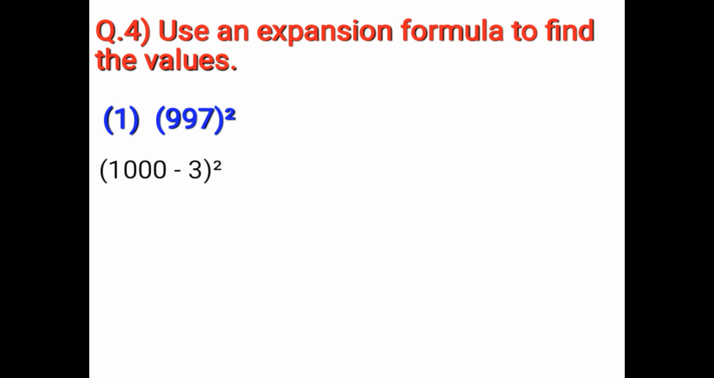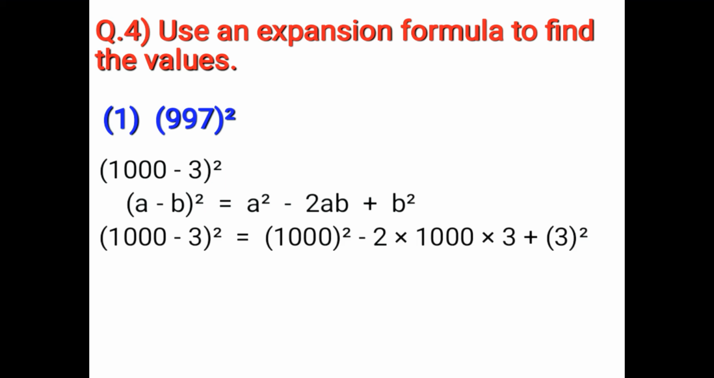Now use (a minus b) the whole square. (a minus b) the whole square is equal to a square minus 2ab plus b square. That is (1000 minus 3) the whole square. Now you have to solve. Which numbers belong to a and b? You have to solve in this form: (a minus b) the whole square is equal to a square minus 2ab plus b square. That is, 1000 is in the a place, 3 is in the b place. That is 1000 square minus 2 into 1000 into 3 plus 3 square.